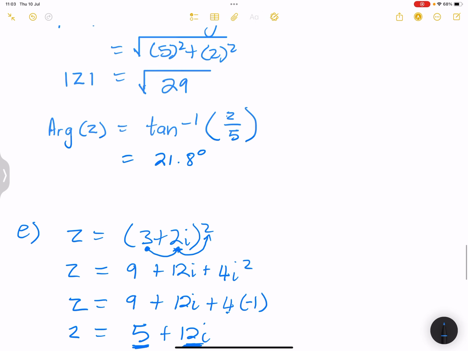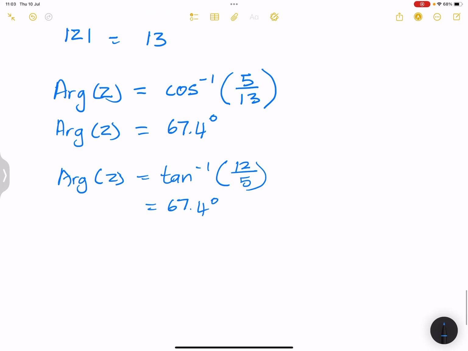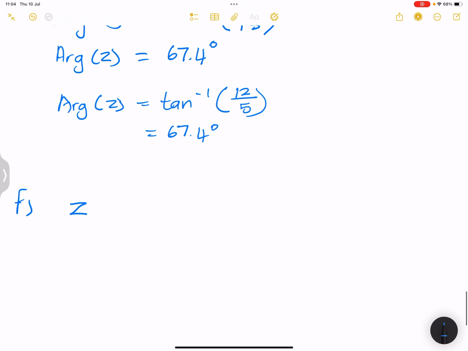Right, and ladies and gents, the final one. Right, F, how do we do that? You remember when we spoke about, in fact, let me write it down first. So we've got 3 plus 2i divided by 2 plus i. Now, we are looking at the division in this case, right? Division of complex numbers. And what did we say about division of complex numbers?